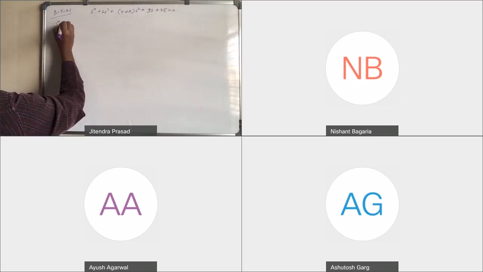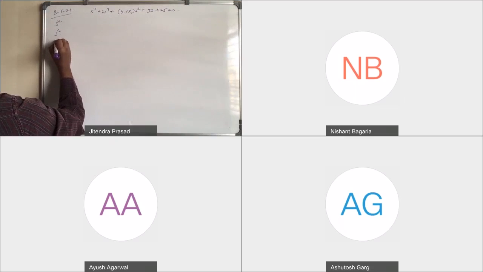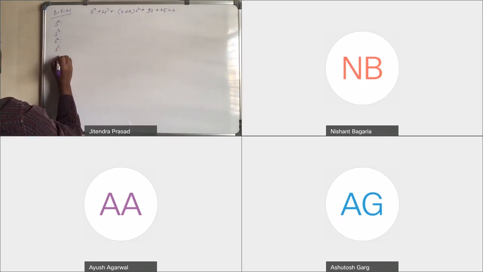So we have S4, we can have S3, S square is there, S to power 1 and S to power 0 as well. Right?